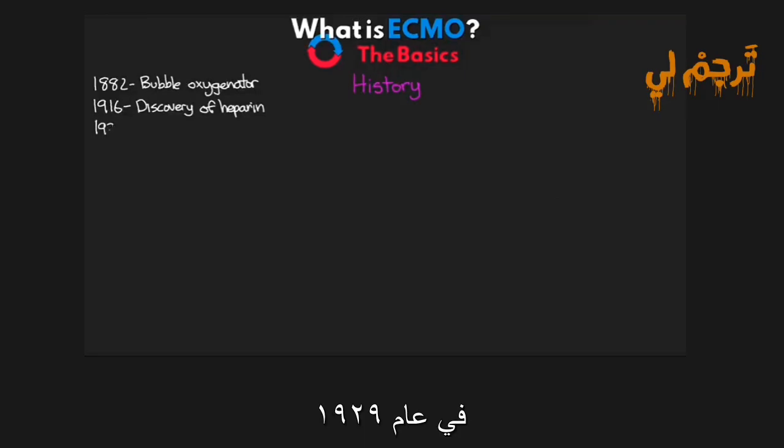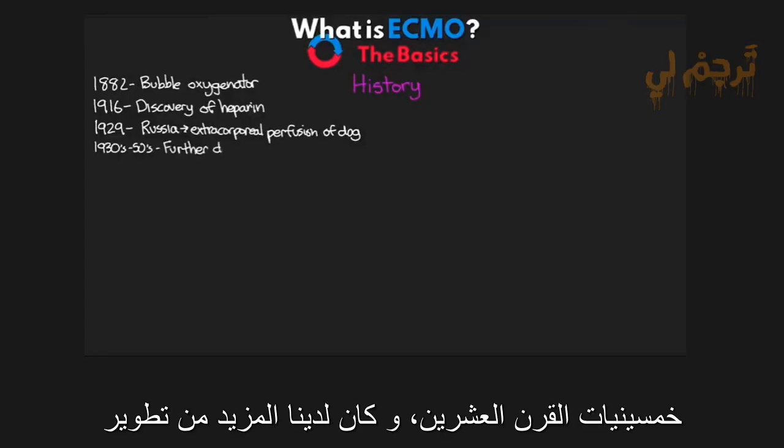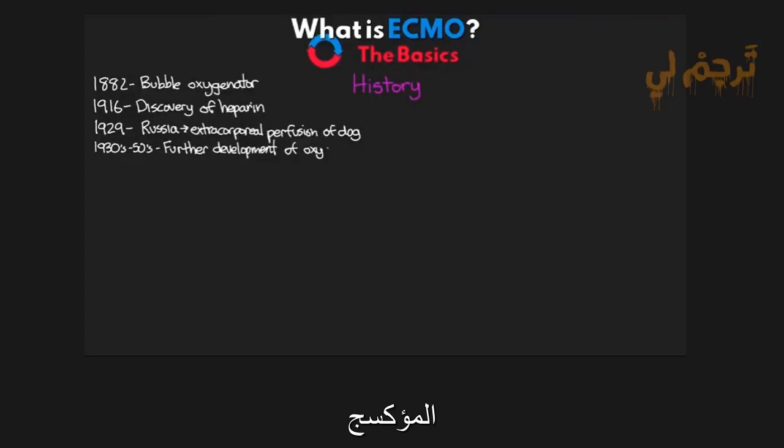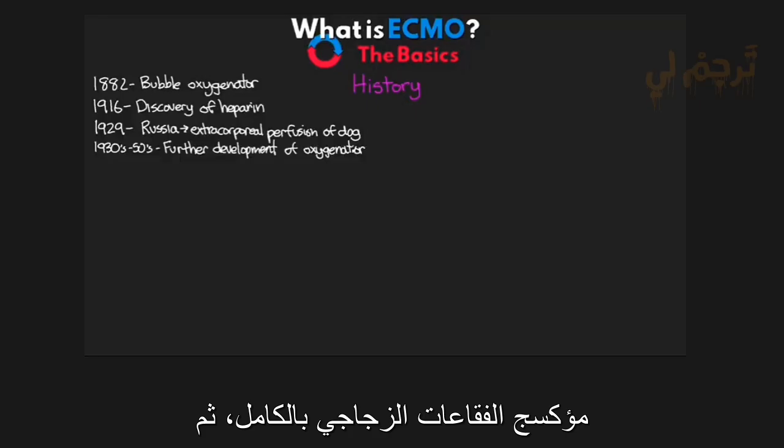Now, onto the timeline of ECMO specifically itself. The first thing is going to be in 1929. In Russia, they had the first reported extracorporeal perfusion of a dog. Then, spanning from the 1930s into the 1950s, we had further development of the oxygenator, and this included things like the rotating disc oxygenator as well as the all-glass bubble oxygenator.